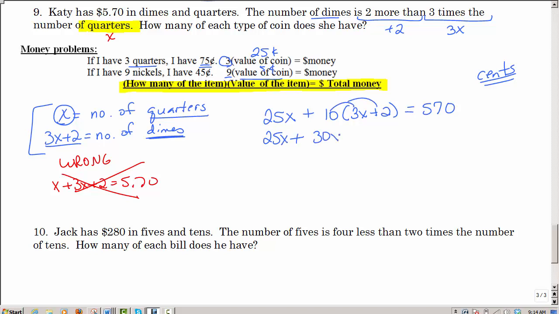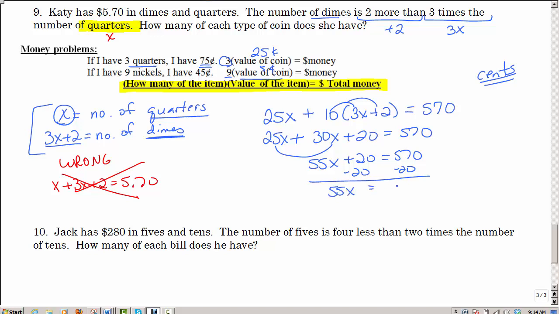Distribute. Collect like terms. Subtract 20. Divide by 55. And on coins and things like that, you cannot get a fraction. You cannot get a negative. That's kind of nice.